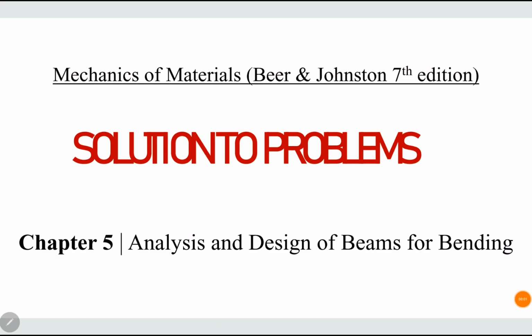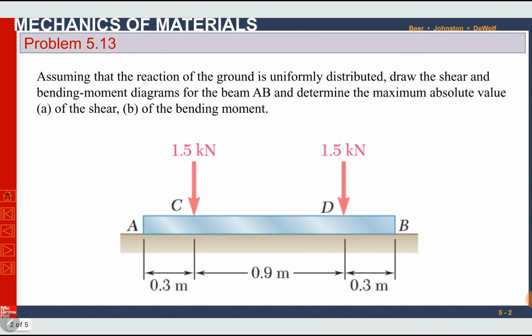In this lecture, I will discuss solutions to some specific problems from the exercise of Chapter 5 from the Mechanics of Materials textbook by Beer and Johnson. The topic is analysis and design of beams for bending. The first problem which I have chosen is problem 5.13 from the exercise.